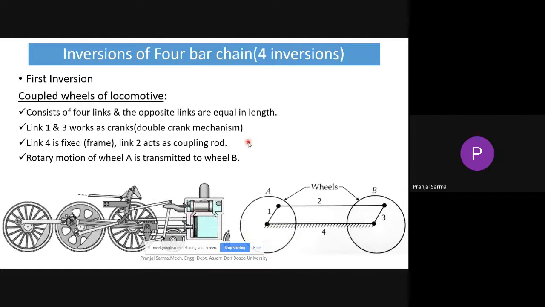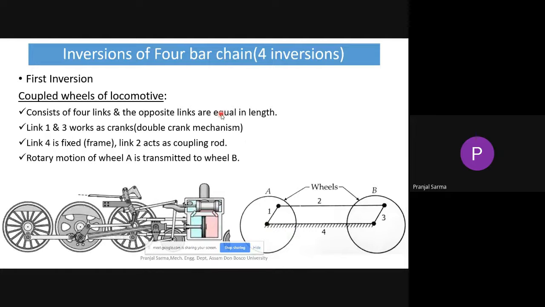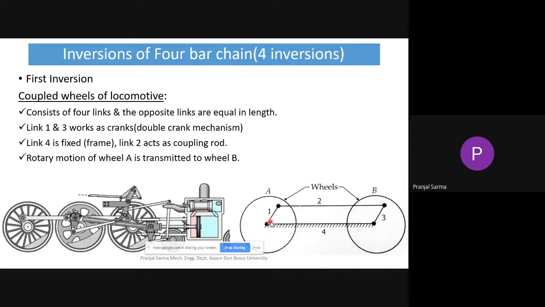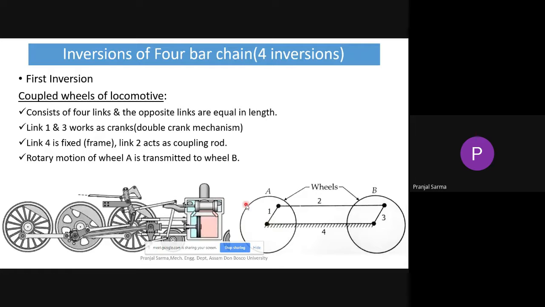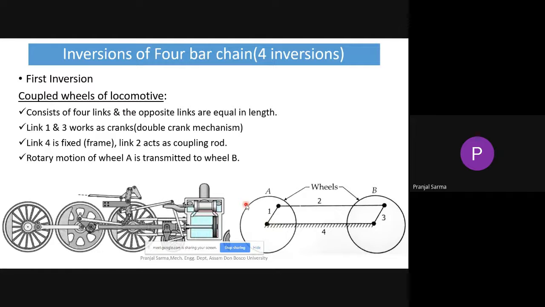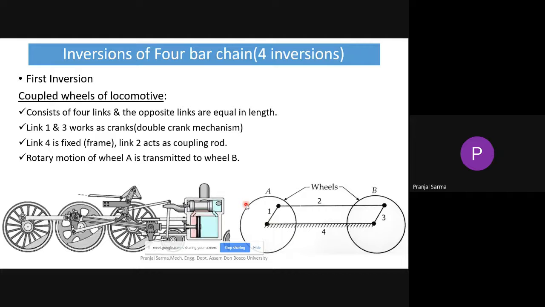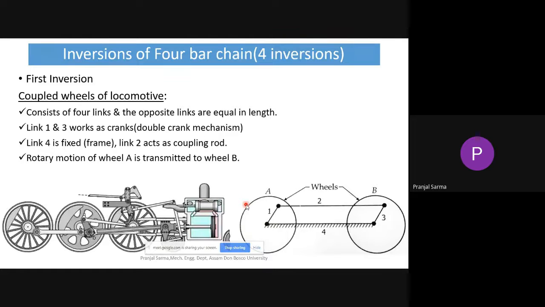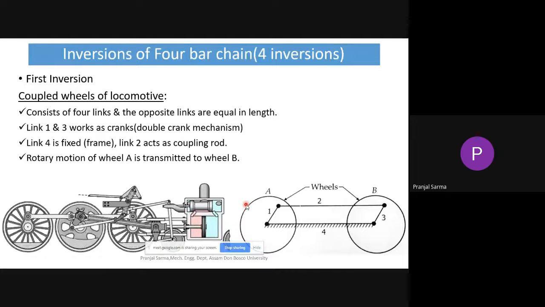So what is the first inversion? The first inversion of the four-bar chain is the coupled wheels of a locomotive. You can see the application of this in the coupled wheels of a locomotive. Locomotive means those trains that we are talking about. Sometimes we call it a rail carriage or train.